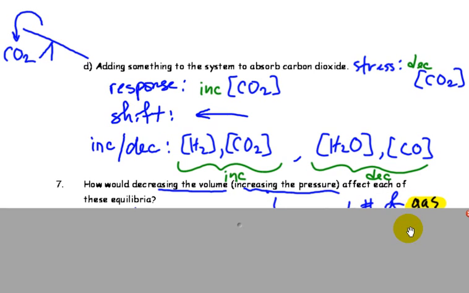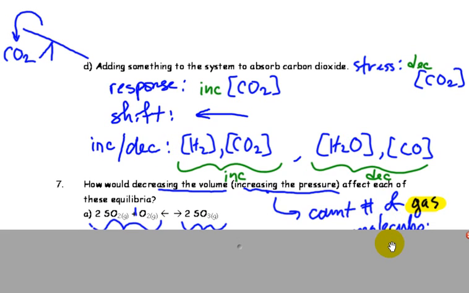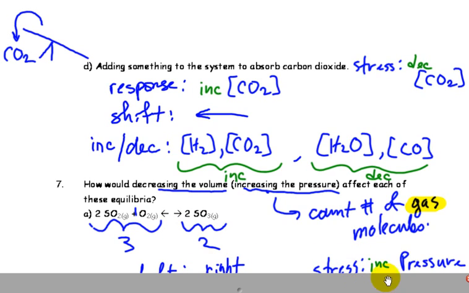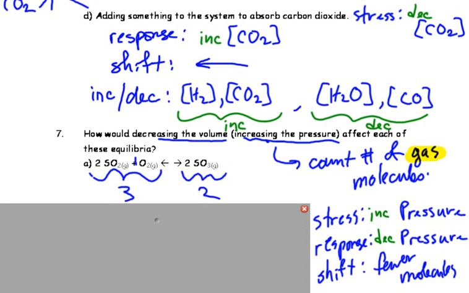Okay, so those are some examples dealing with concentration. If we look at pressure, what happens with pressure has to do with the number of gas molecules. So question 7 here: if I decrease the volume, which is the same thing as increasing pressure, how does that affect these? Remember that if the stress is an increase in pressure, to try to decrease the pressure, you move to the side that has fewer molecules. Just kind of reasoning that if we are talking about people, fewer people exert less pressure than many people.